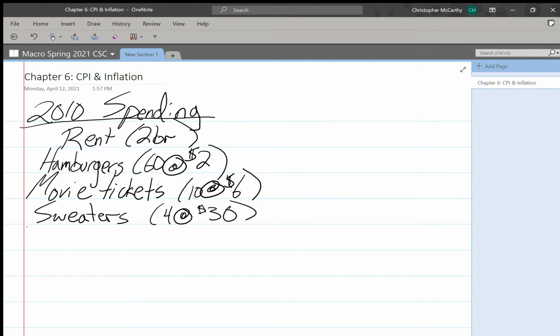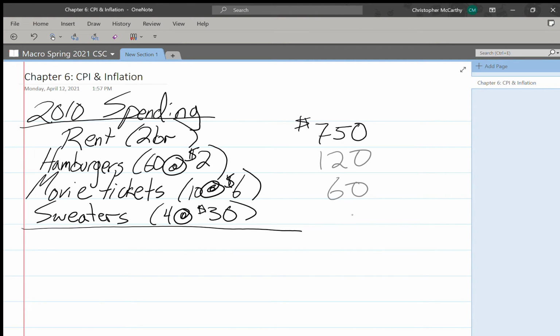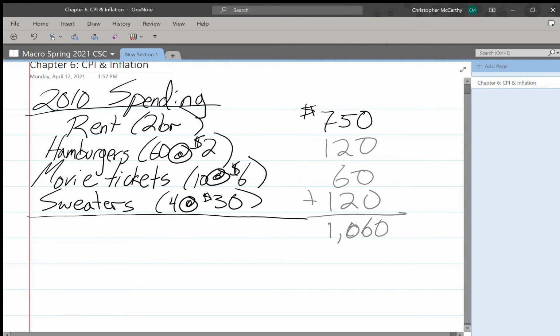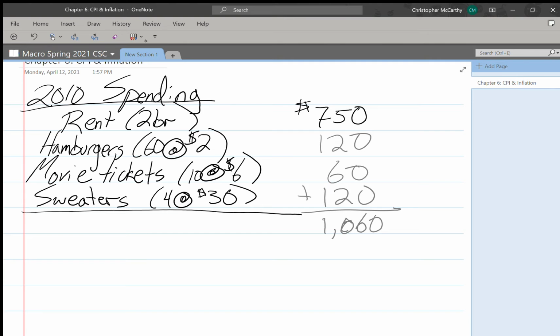And so when we add all of this up, we need some information about our rent. We're told that it's $750. And so then the rest of it, we do 60 times 2 is 120. 10 times 6 is 60. 4 times 30 is 120. If we add all these things up, we end up with $1,060.